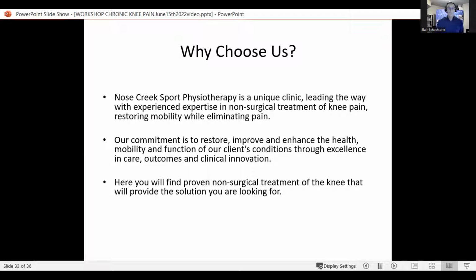So speaking of innovation, we've got Shockwave Therapy, which is kind of the latest addition, and it's been proven to be kind of the gold standard for plantar fasciitis. So if you have any family members that have that heel pain, send them in because it does make a huge difference for the tendonitis type stuff that we see. And we're using it a lot for shoulder tendons and knee tendons as well. So here you'll find proven non-surgical treatment for the knee that will provide solutions that you're looking for.